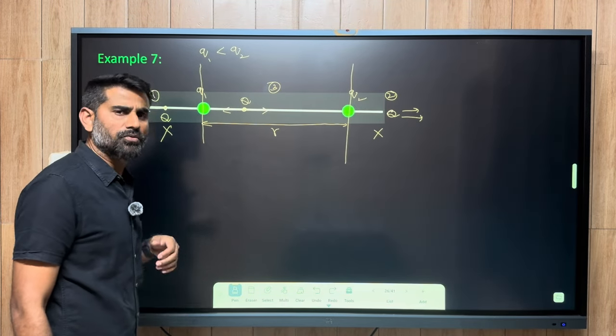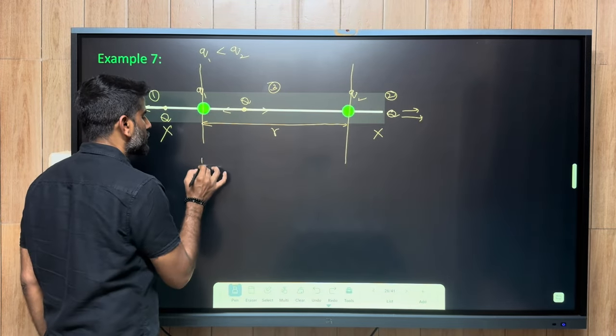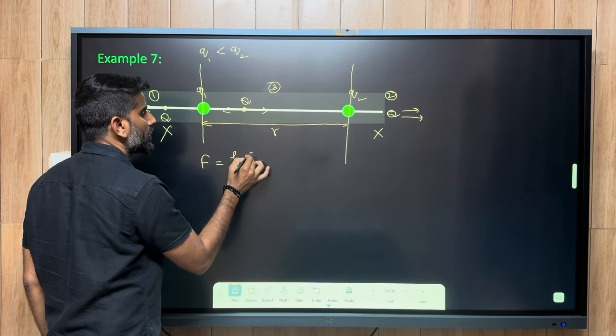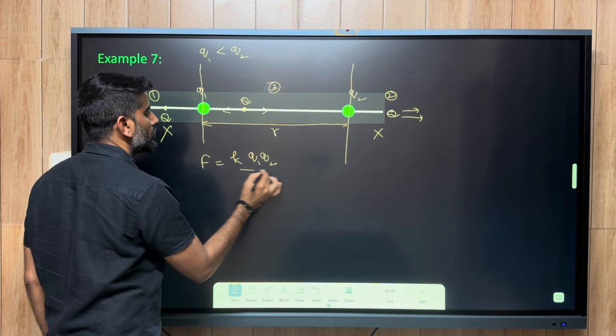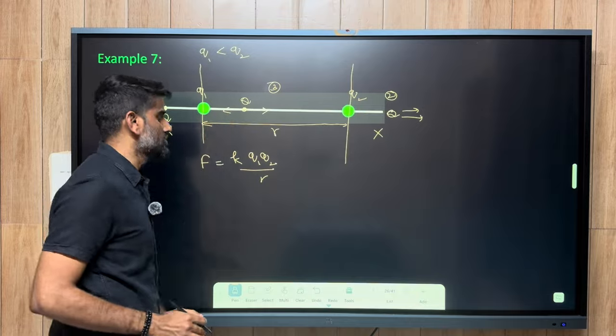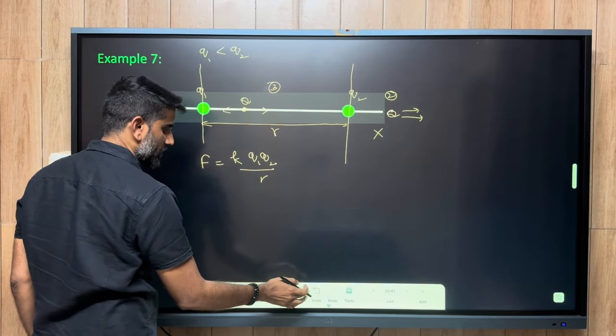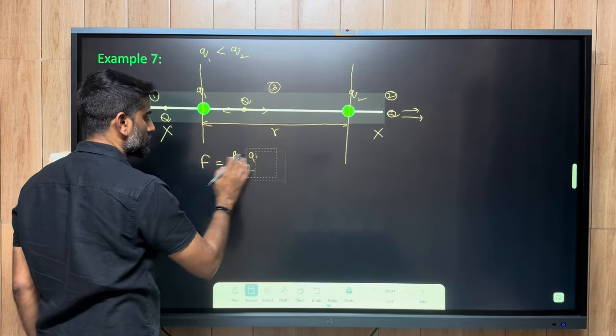We have to adjust the distance. How do we do that? We use the basic concept of Coulomb's law again. So let's write Coulomb's law. Coulomb force F is equal to K Q1 Q2 by R square. This is the force between these two. But I don't want the force between these two charges. I want the force between these two and these two, right? So I'm rewriting this equation.